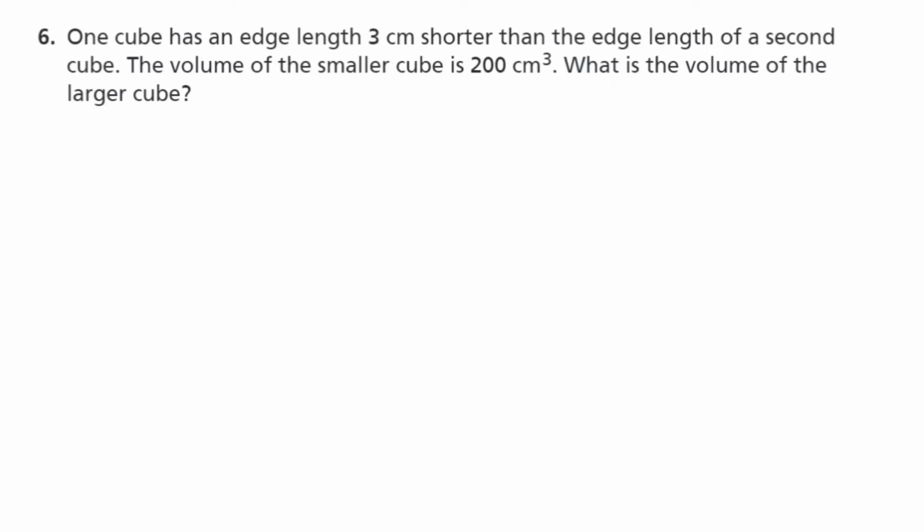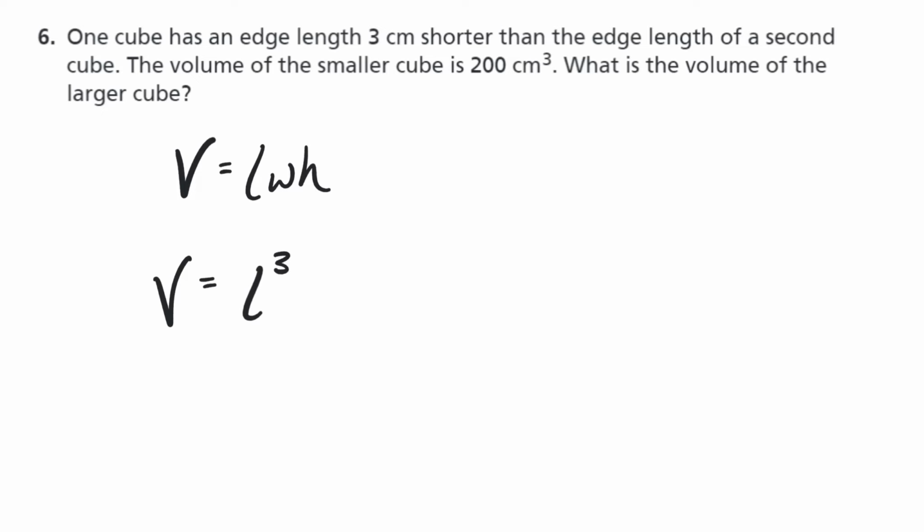All right, so as we take a look at this one, what we see is it says one cube has an edge length 3 centimeters shorter than the edge length of a second cube. The volume of the smaller cube is 200 square centimeters. What is the volume of the larger? The thing about a cube is all sides are the same. So the volume of a cube is length times width times height, and all of them are the same. So essentially what we have on volume of a cube is whatever the length of the sides are, cubed, because length and width and height are all the same.